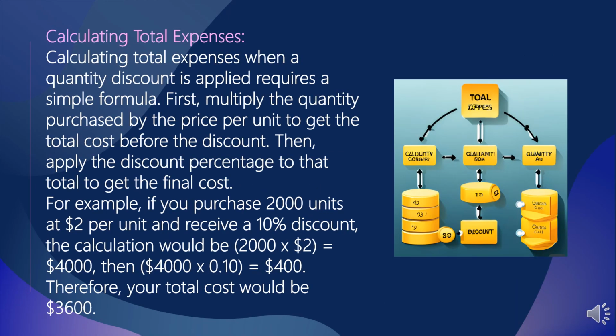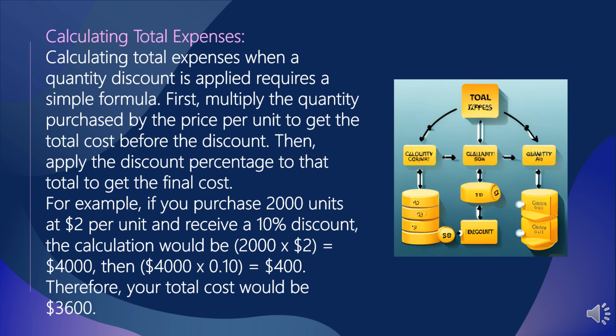Now let's see about calculating total expenses. Calculating total expenses when a quantity discount is applied requires a simple formula. Let's see how it goes. Firstly, multiply the quantity purchased by the price per unit to get the total cost before the discount. Then apply the discount percentage to that total to get the final cost, which is the selling price.